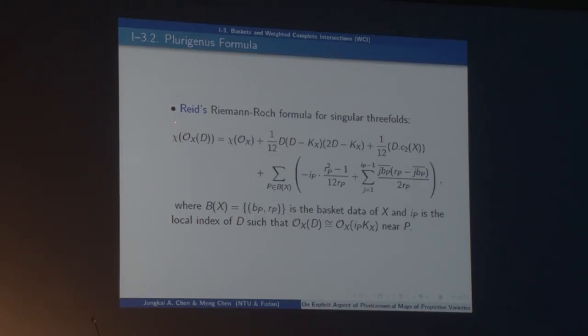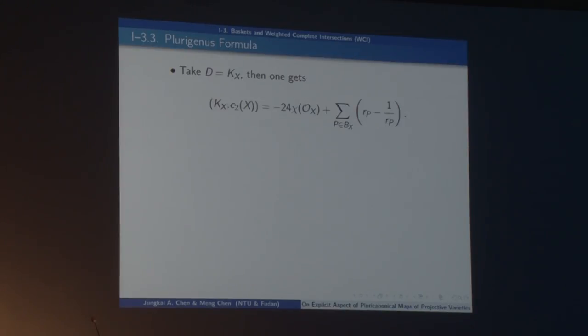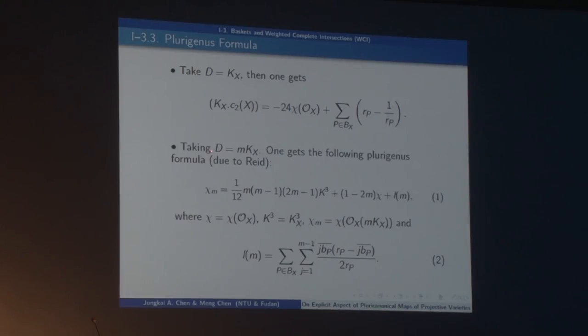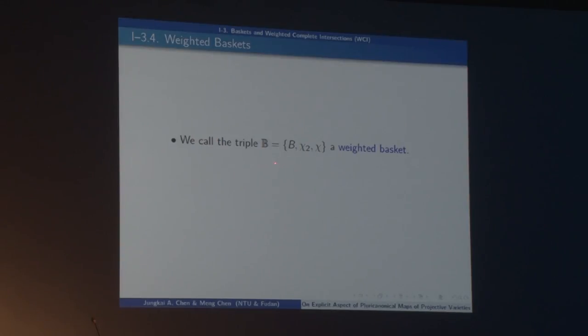Okay, so Reid gave a Riemann-Roch formula like this. You see this is the usual Riemann-Roch formula for smooth threefolds, and this term computes the contribution of singularities. The contribution can be computed just by the basket, not really on the terminal singularities. In particular, when you consider the m-canonical map, the formula looks like this. We call this triple a weighted basket, consisting of the basket, chi of O and chi of 2K. This triple determines all the Euler characteristics of mK for all m greater or equal than 3, and also determines the K cubed, the volume.